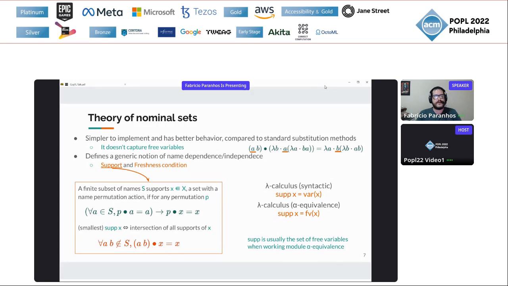As an example, the support definition varies depending on how we are working. For example, in the lambda calculus with syntactic equality, the smallest support is the set of all variables of some given term. And when we are working with alpha equivalence, the smallest support is the set of free variables of the lambda term. So the smallest support usually is the set of free variables when we work modulo alpha equivalence.